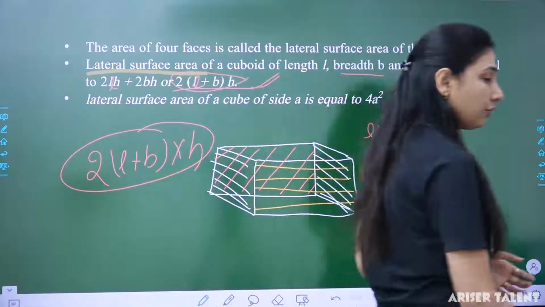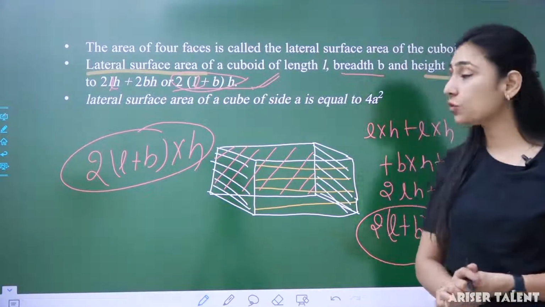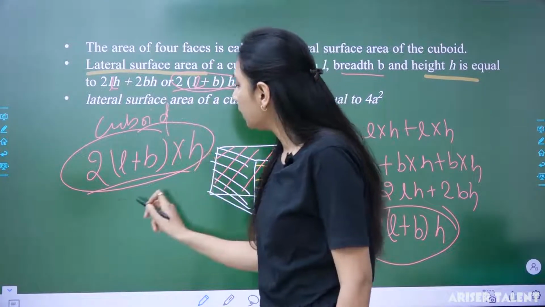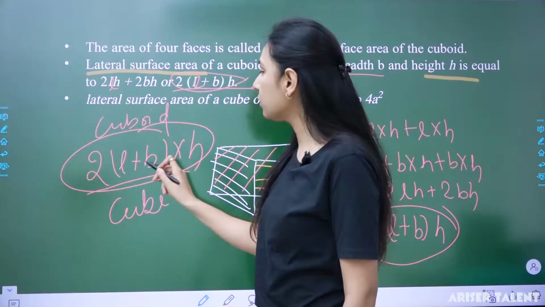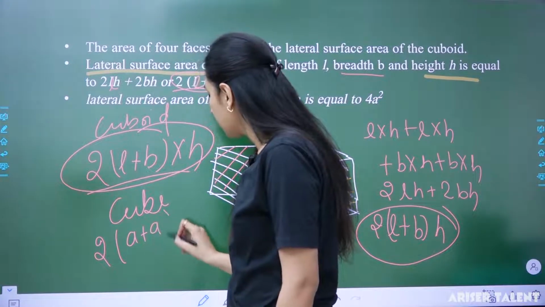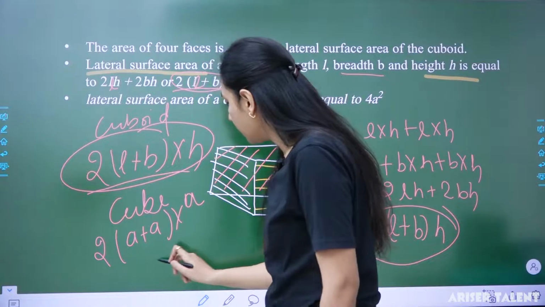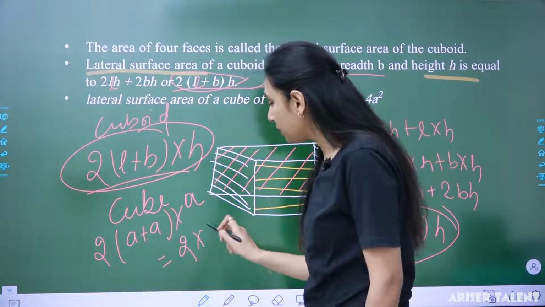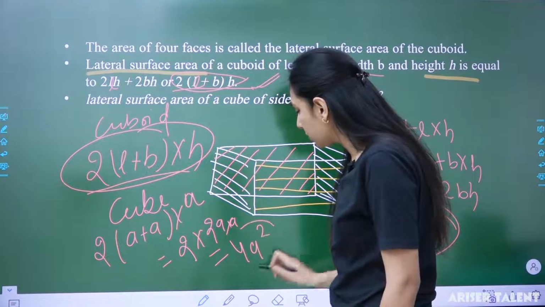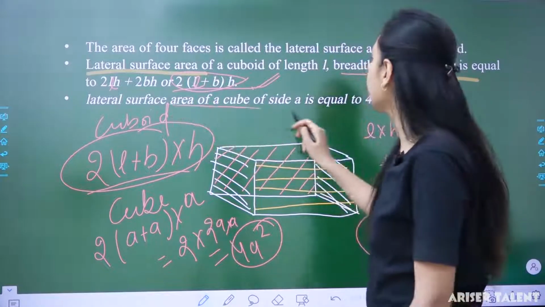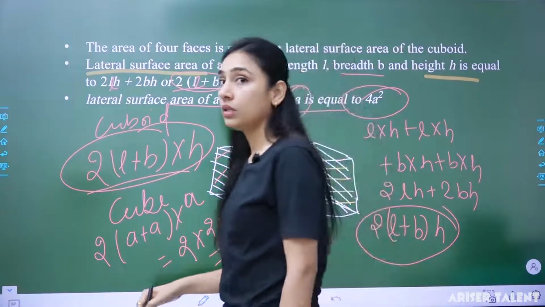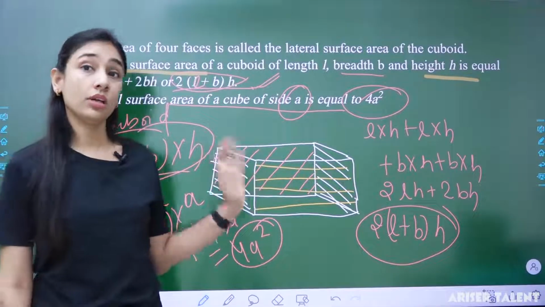Understood now? Any confusion about that? I hope you are not having any confusion. This is for the cuboid. So what for a cube? For a cube, just put L equals B equals H equals A. So 2(A plus A) multiplied by A, that is 2 multiplied by 2A multiplied by A, which is going to be 4A square. So the lateral surface area for a cube is equal to 4A square, if A is the side of the cube. Understood this thing also? Understood it well? Okay.